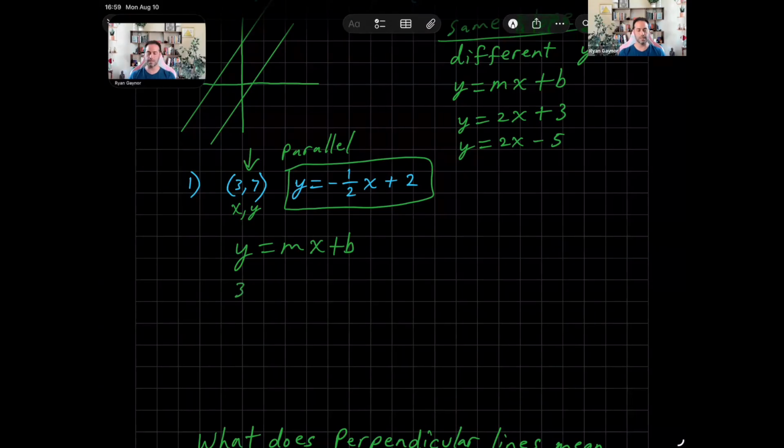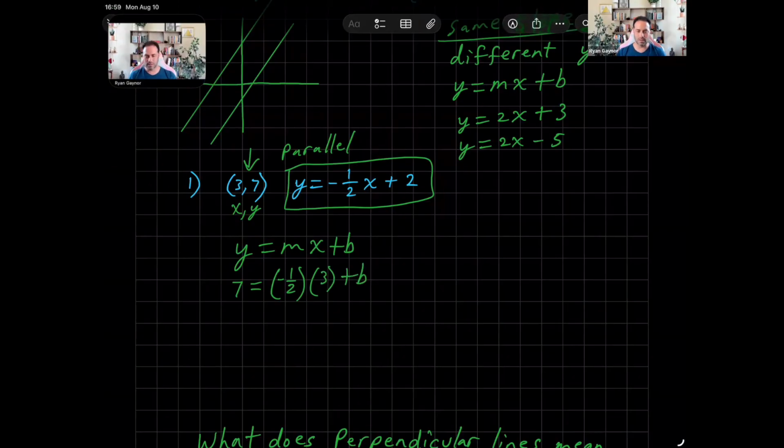So we have 3 equals negative 1/2 times x. Oh my gosh, I'm sorry. See, we all make mistakes sometimes. Remember, the y is 7. So 7 equals negative 1/2 times the x, which is 3, plus b.